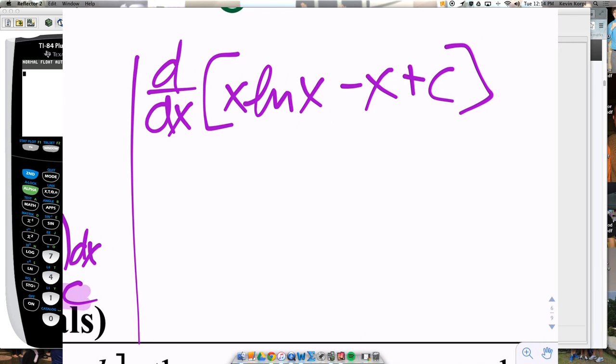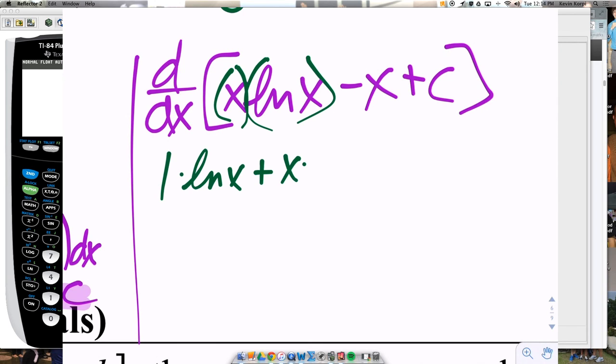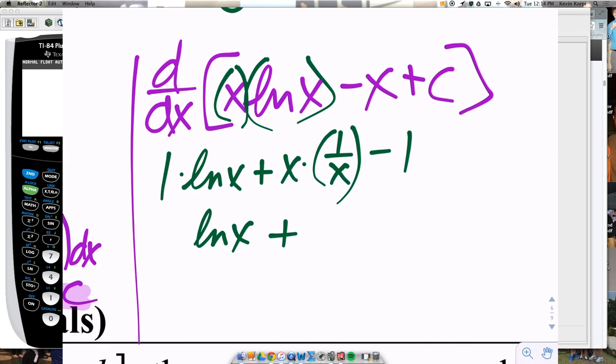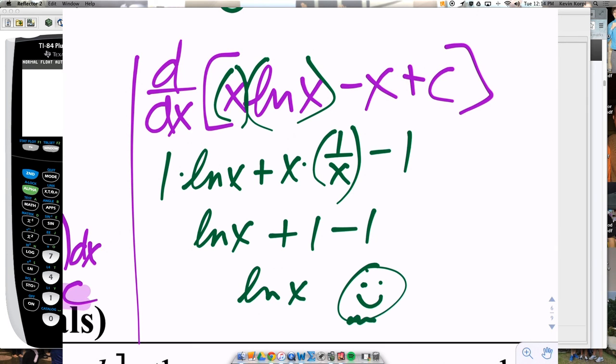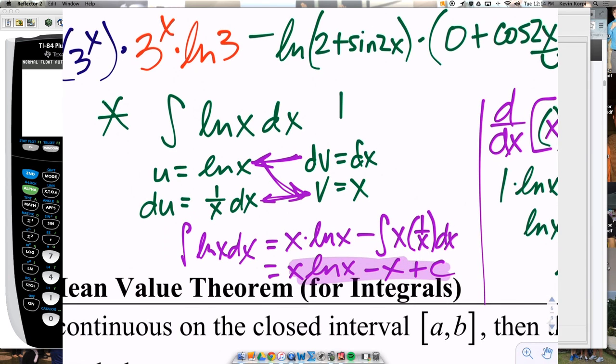All right. Now, let's check it real quickly with the product rule. We get 1 times the natural log of x plus x times the derivative of the natural log of x, which is 1 over x. And then minus the derivative of x is 1, and c goes to 0. If you simplify, you get the natural log of x plus x over x is 1 minus 1, and there it is.